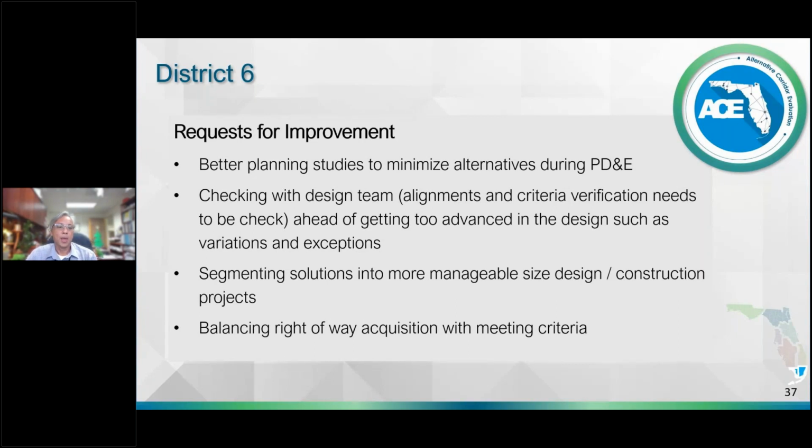Okay, and then the other thing is balancing the right-of-way needs with meeting criteria. So we just cannot, again, try to meet criteria and purchase a whole bunch of right-of-way, because if you look at the project costs, the right-of-way costs are almost equal to the construction cost nowadays. So we want to try to minimize the right-of-way as much as possible while we're meeting criteria. Okay, and next slide.